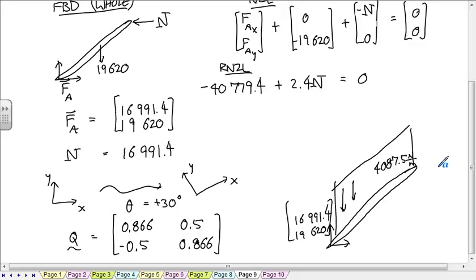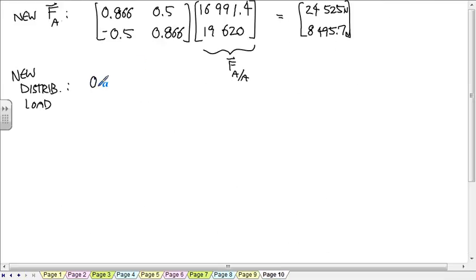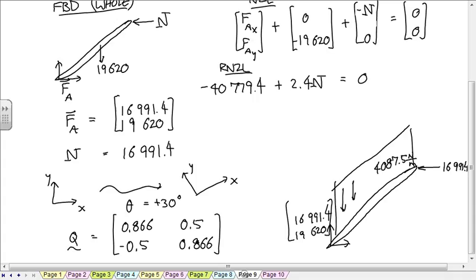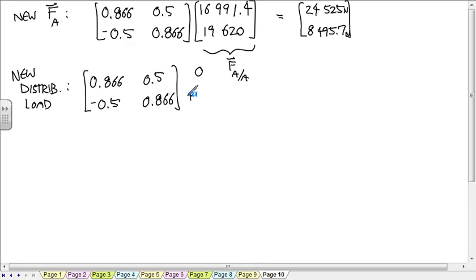And then we also have this force here, 16,991.4, but that's not going to come into it. Okay, so the distributed load, if we think of that as a distributed load vector, has components 0, -4087.5. And that's what we're going to multiply by the matrix. So we have 0.866, 0.5, -0.5, 0.866, multiplied by 0, -4087.5.